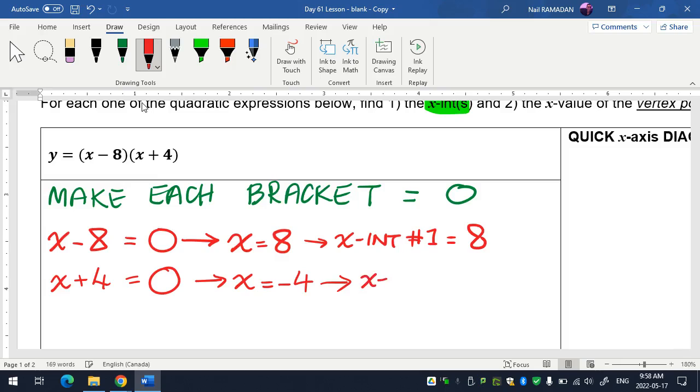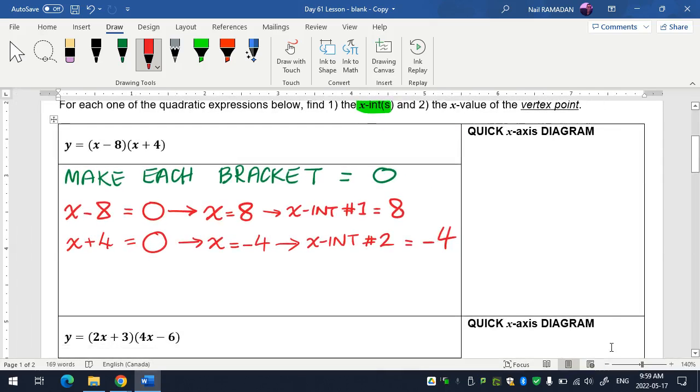Which means my second x-intercept is equal to negative 4. Okay, we found the first thing that the question wants. Here's the second one. We need to find where the vertex is.